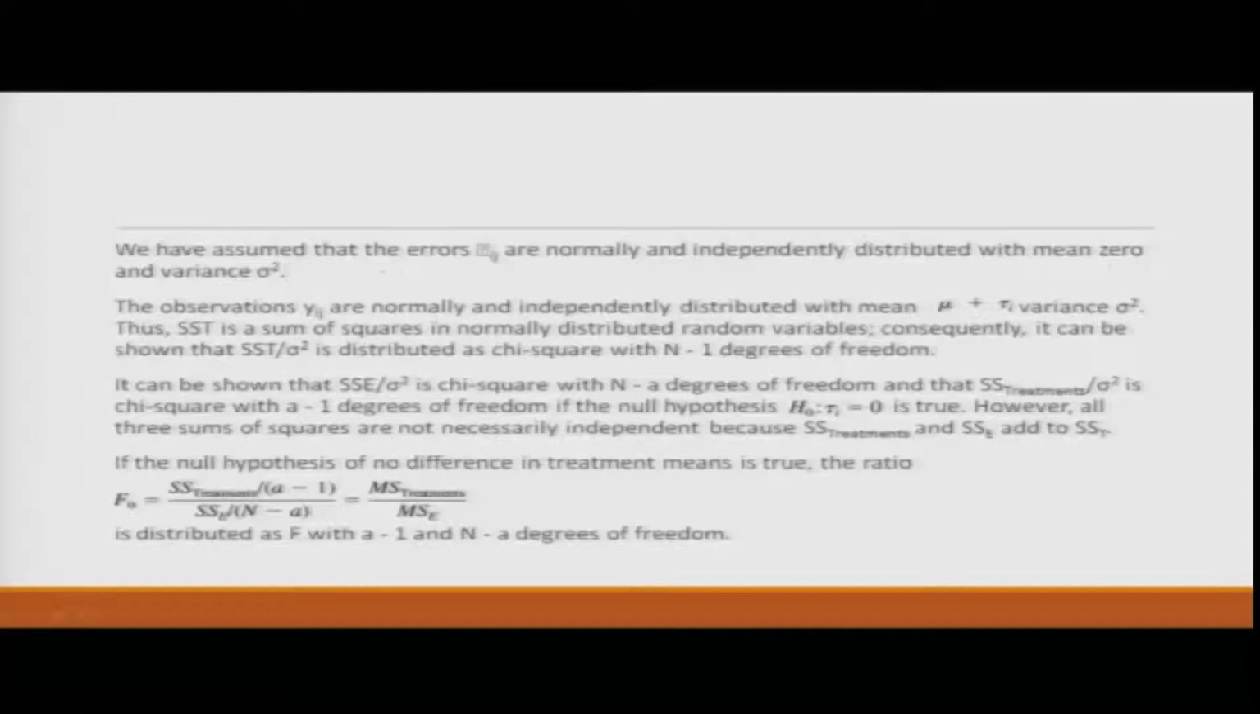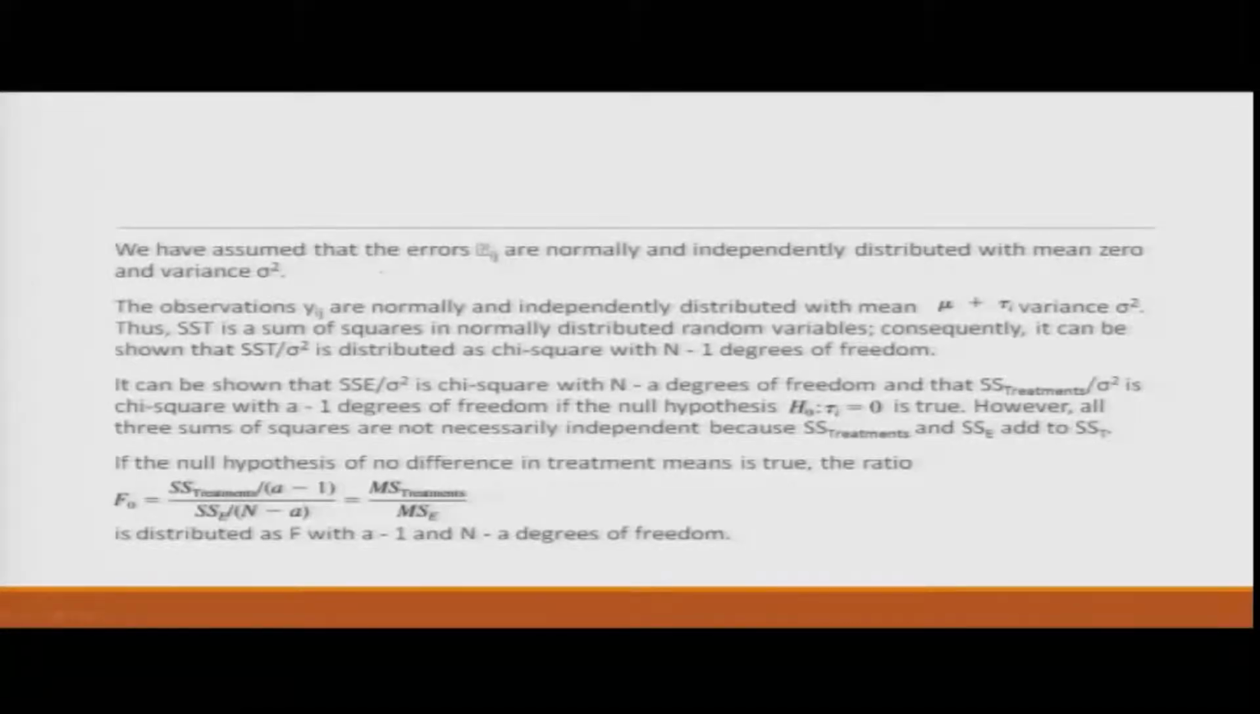Then the variance is sigma square, thus the sum of squares of the treatment is the sum of the squares in a normally distributed random variable. Consequently, it can be shown that SS suffix t divided by sigma square is distributed as chi square. This is again, if you do remember, I did mention that the normal distribution concept has a very unique property, that the mean value of the sample and the variance of the sample, which is the square of the standard error, are independent of each other. And obviously, you will have the chi square when you are trying to compare something to do with the standard error square with respect to the sigma square of the population.